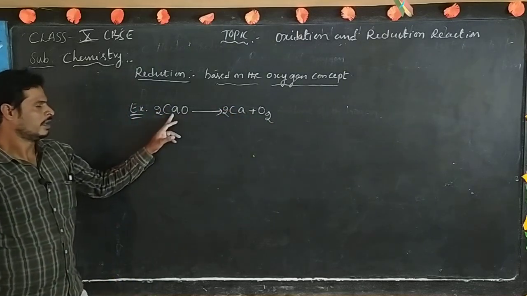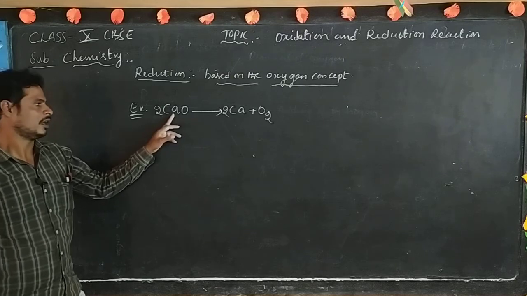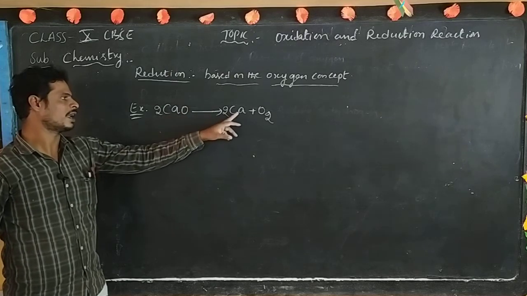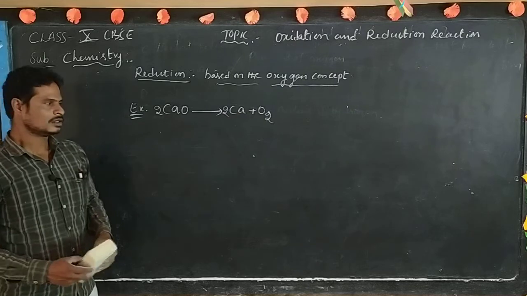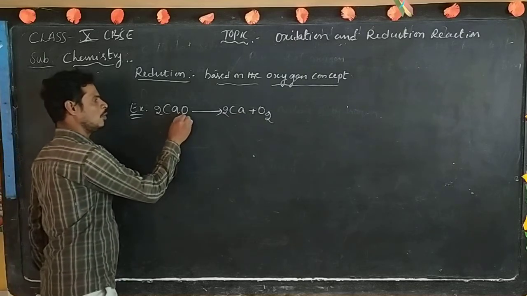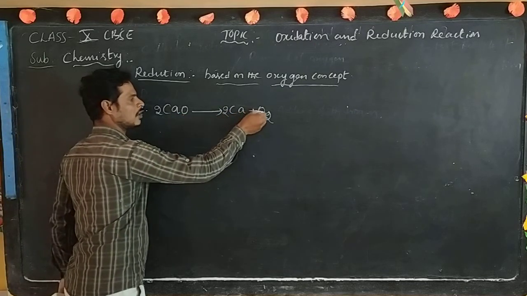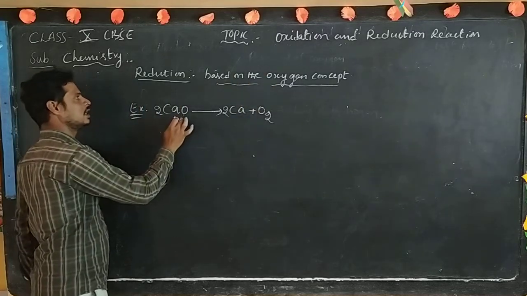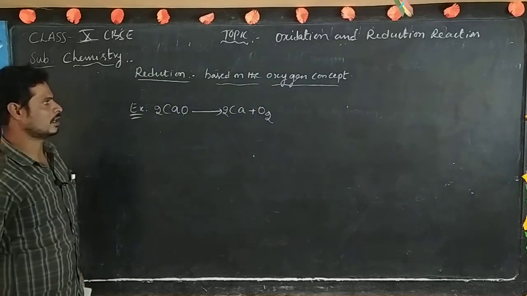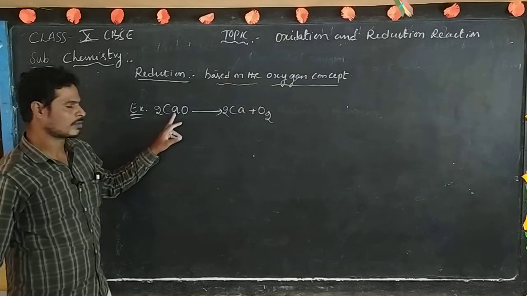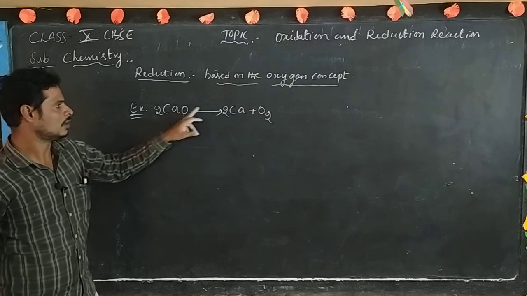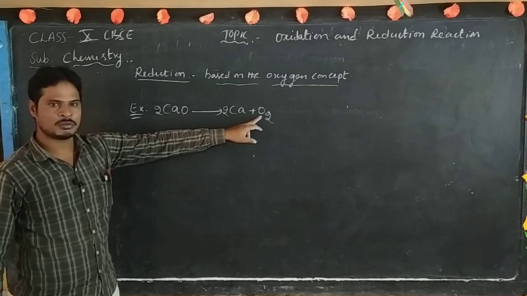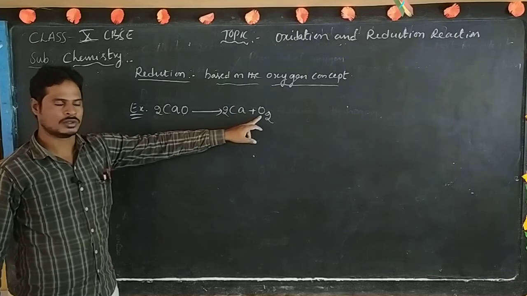Here calcium oxide undergoes decomposition to form calcium plus oxygen. So what happens here? Calcium oxide becomes calcium plus oxygen. Here oxygen is completely removed. That's why this reaction is called a reduction reaction. So here calcium oxide is converted into calcium. Which one is removed? Oxygen is removed.